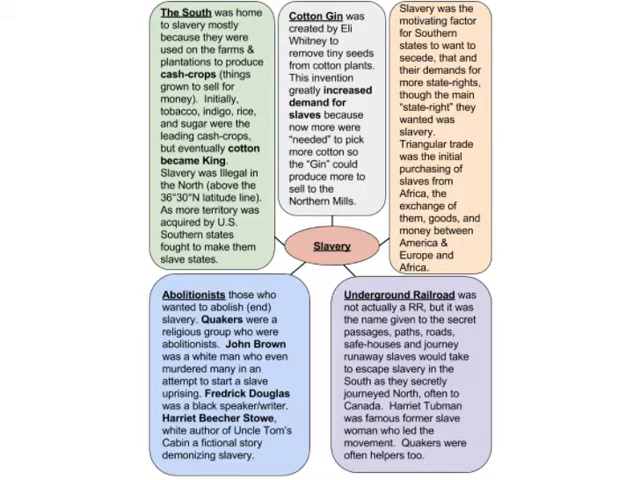Triangular trade was the initial purchasing of slaves from Africa. We know that. Triangular trade was America, Europe, and Africa. If you draw a line between those, it forms the shape of a triangle. Goods and products and raw materials from America went to Europe and back and forth between the two, and Europeans went to Africa, got slaves, and brought them to America. That's the triangular trade, right?